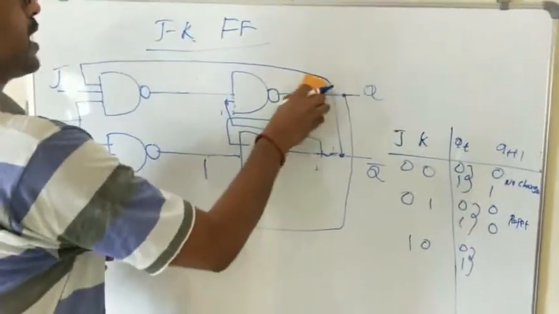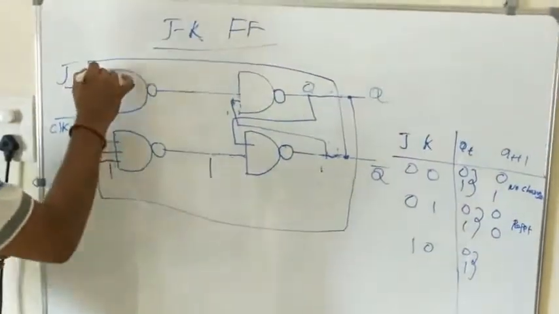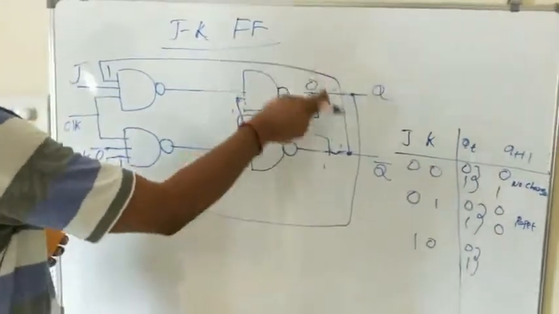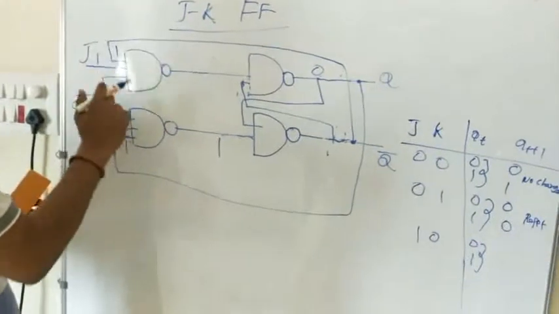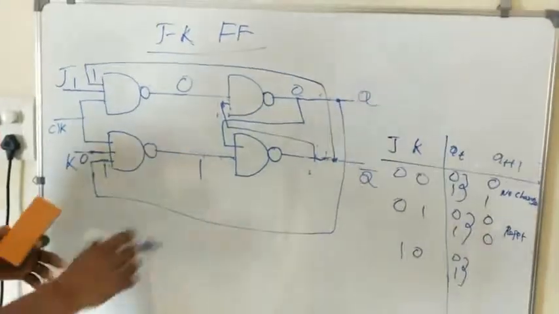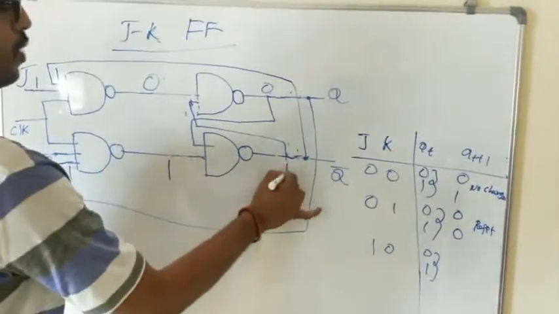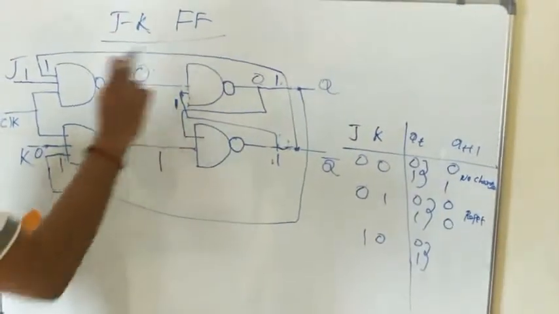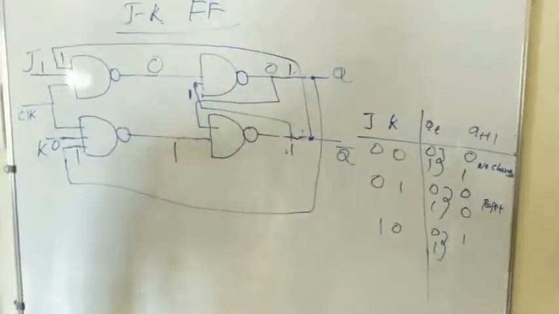Now we'll start checking with present state 0. Q is 0 means what will happen? Q dash becomes 1. Correct? Q is 0 means Q dash is combined with the J input. So Q dash output becomes 1, and all the inputs are 1, which means the NAND gate is going to be 0. This 0 will come here. 0 NAND 1 means 1 will come here. This 1 will be combined here. So what is the output? 1. If any one of the inputs is 0, the output is going to be 1.